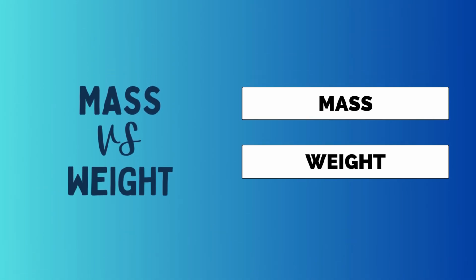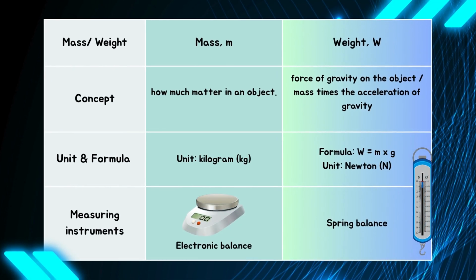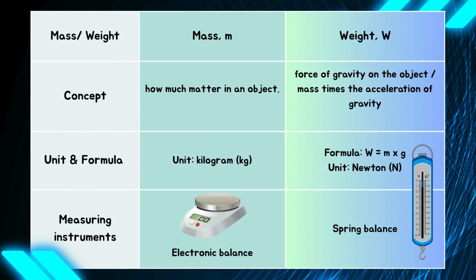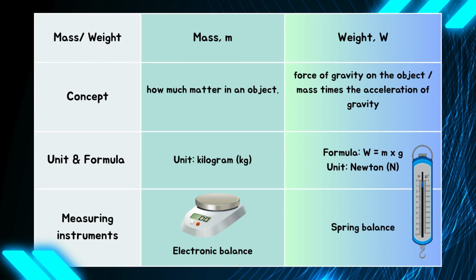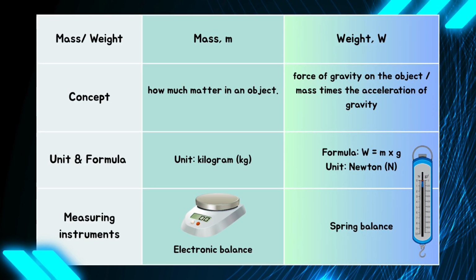Concept of mass and weight. In terms of the concept, mass is the measure of how much matter is in an object, while weight measures the force of gravity on the object. The unit for mass is kilogram, while the unit for weight is Newton. And to find weight, we have to use the formula mass multiplied with gravity.